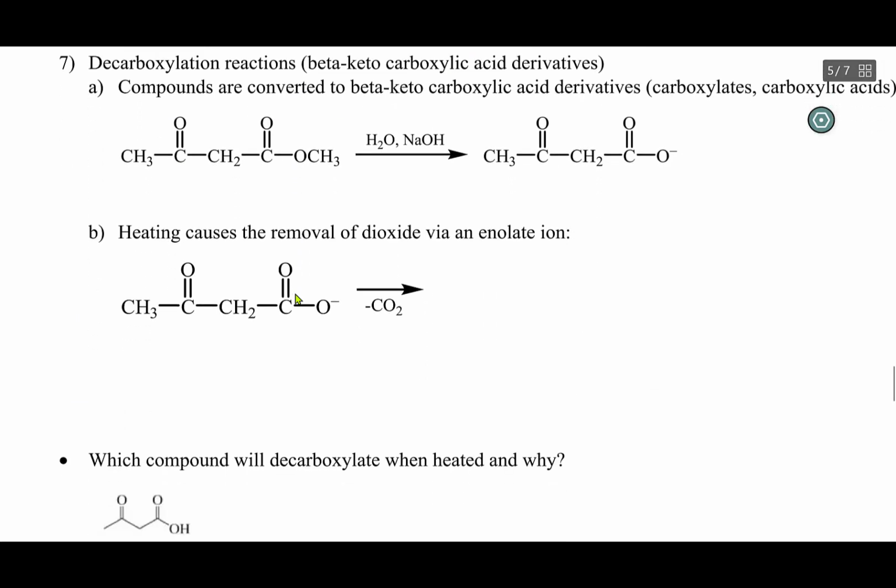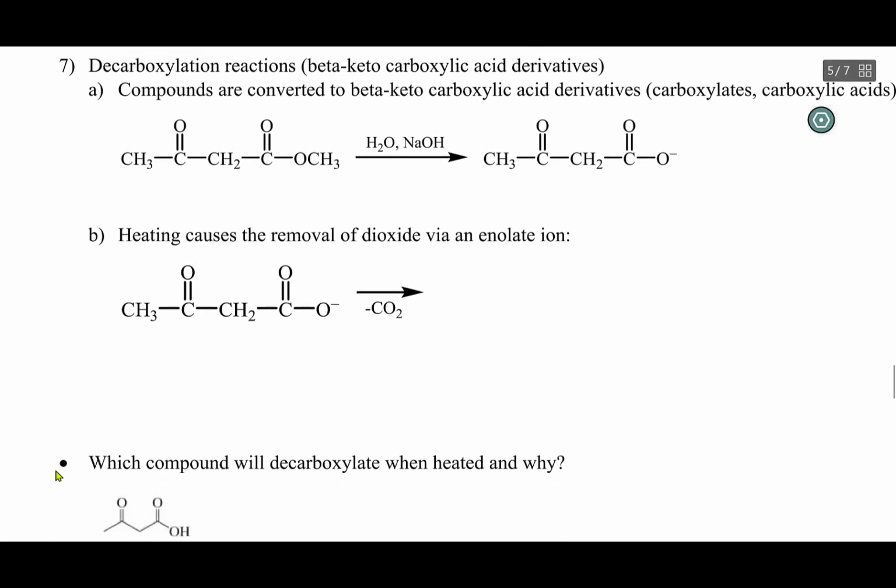Okay, let's go back to the decarboxylation reaction. So this is a beta keto ester as a result of a Claisen condensation reaction. And then we had sodium hydroxide and water, and we end up with a beta keto carboxylate or carboxylic acid. Now it turns out this, if you heat it, can be made to release carbon dioxide. So I wrote a minus CO2 down here, so I just redrew it down here.